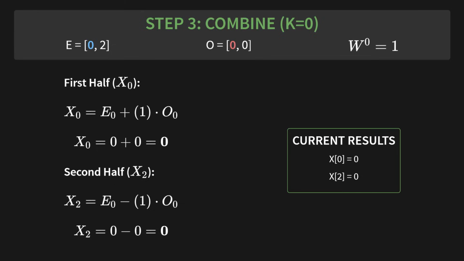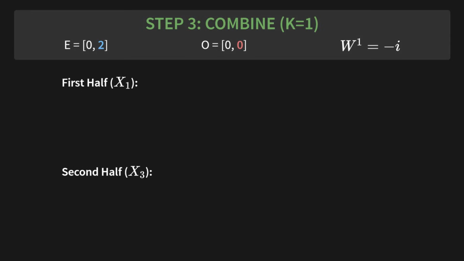Now for k equals 1. The components we need are E sub 1 and O sub 1. And the twiddle factor, w to the power of 1, is negative i. So for the first half, x sub 1, we use the plus formula again. X sub 1 equals E sub 1 plus negative i times O sub 1. That's 2 plus 0, which is just 2.